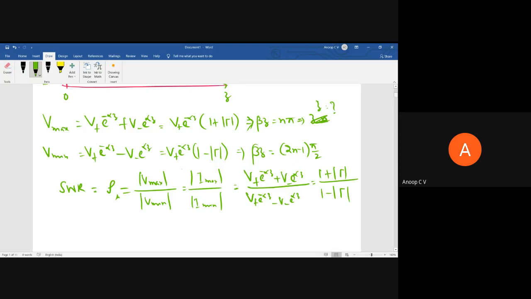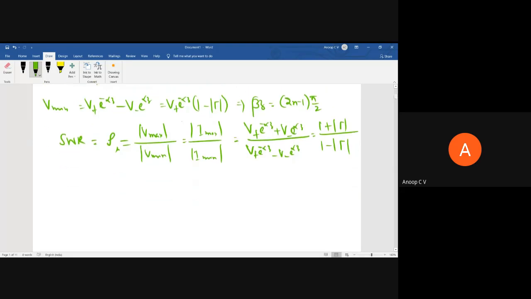Of course, we can write mod of gamma in terms of the standing wave ratio as rho minus 1 divided by rho plus 1. This can also be written in terms of the maximum and minimum voltage as Vmax minus Vmin divided by Vmax plus Vmin. If you ask me how, it's very straightforward. Rho is nothing but what?